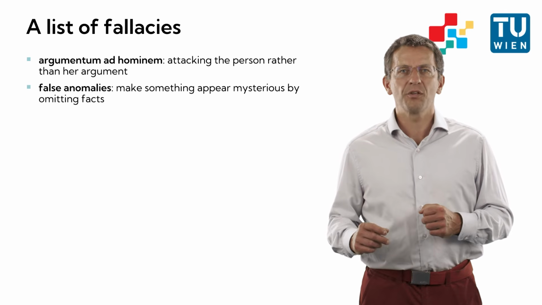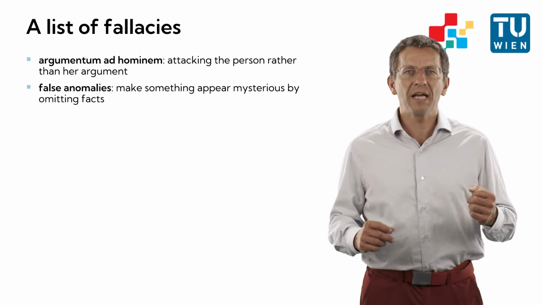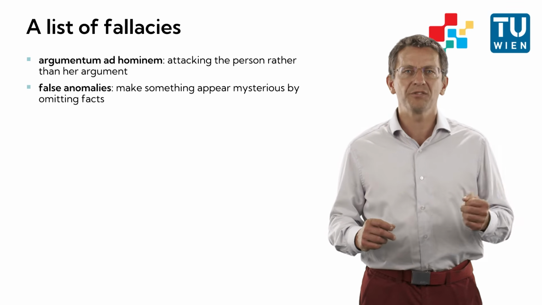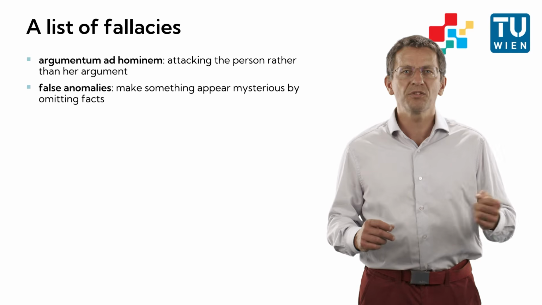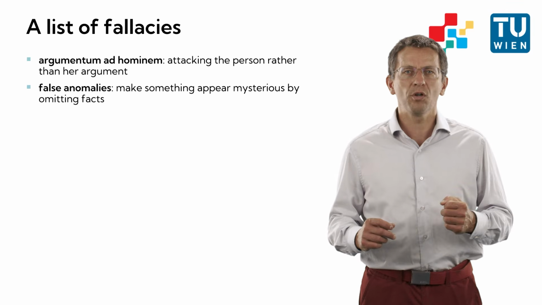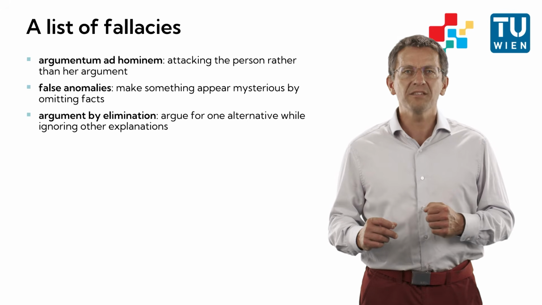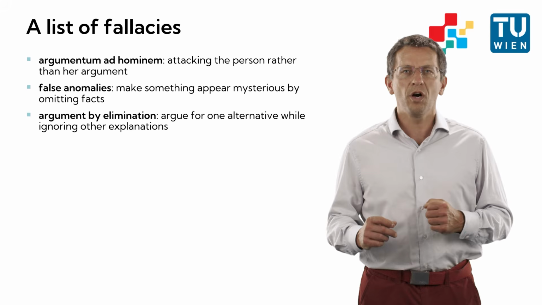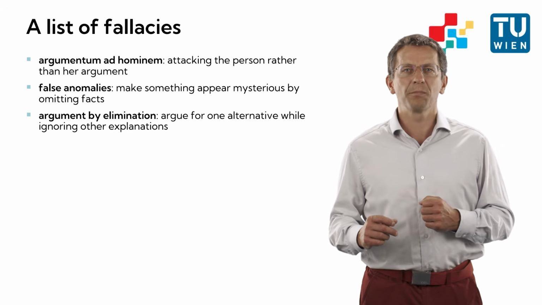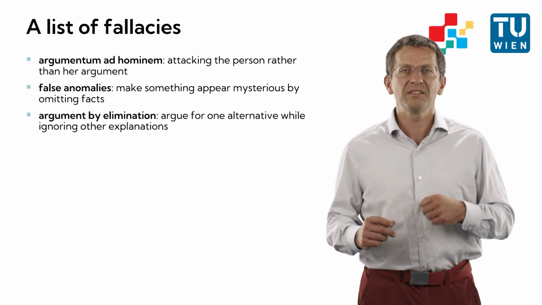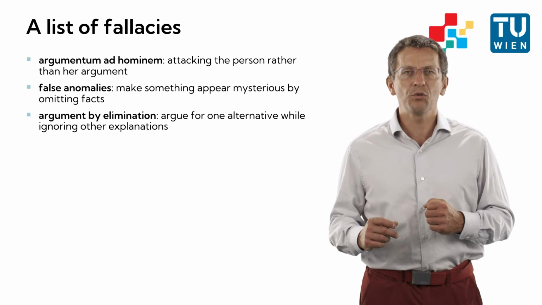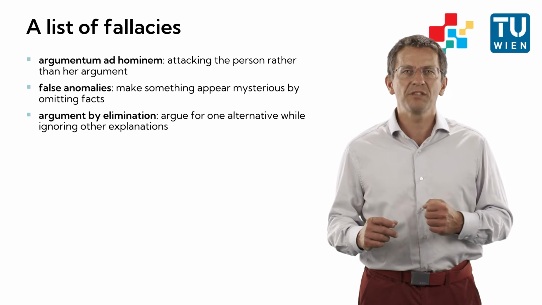False anomalies occur when important facts are left out to make a problem seem mysterious. For example, blaming a sudden system crash on a rare hardware fault while ignoring recent software updates that likely caused it. Argument by elimination is when you argue for one cause but ignore other possible explanations. For instance, saying a software slowdown is definitely due to a network without considering CPU overload or memory leaks.